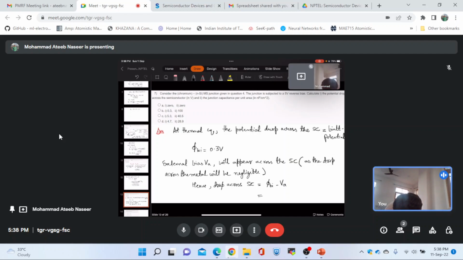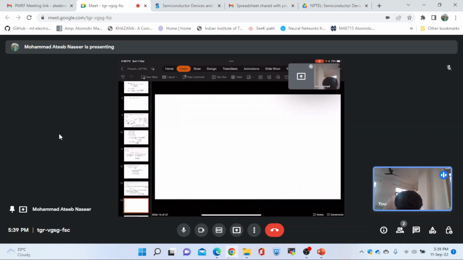Now this phi bi we know is 0.3, and this VA, since it's the reverse bias voltage, will be minus 5 volts. It will be plus 5 then, so it will become 5.3 volts. So this is the drop across the semiconductor. Now the second part of the problem says we need to find the junction capacitance per unit area in the units of nanofarad per centimeter square. So let's insert some slides and solve this.